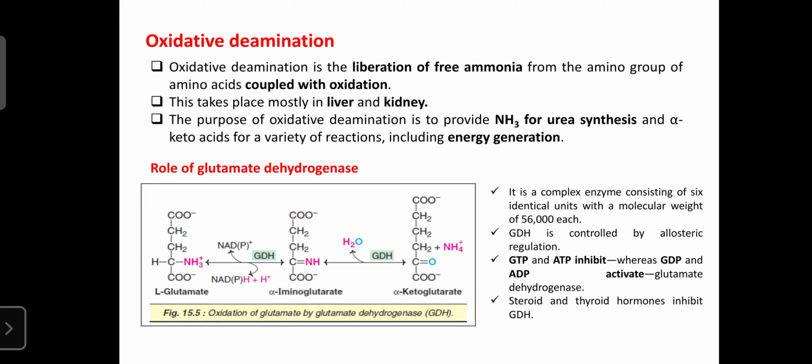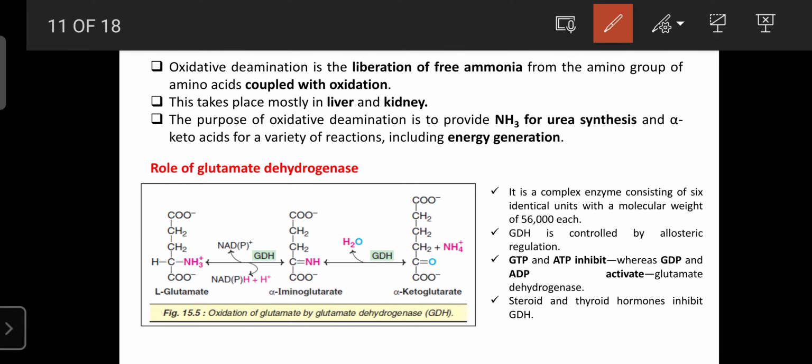So now we can go to oxidative deamination. Oxidative deamination is the liberation of free ammonia from the amino group of amino acids, coupled with oxidation. Simply, oxidative deamination means the removal of the amino group from amino acids in the presence of oxygen or by oxidation reactions. And oxidative deamination takes place in both the liver and the kidney.